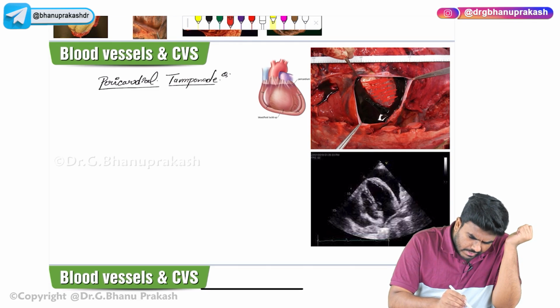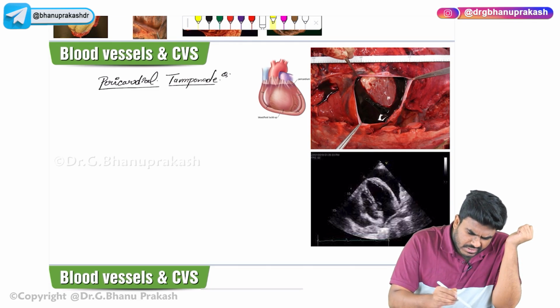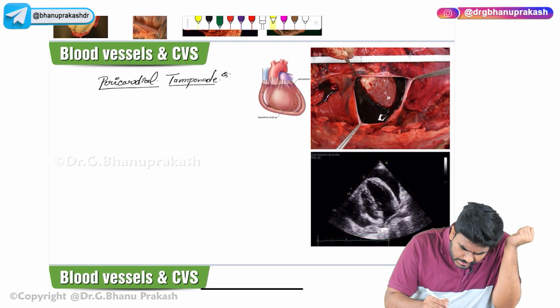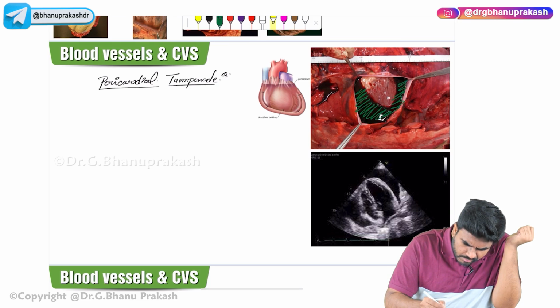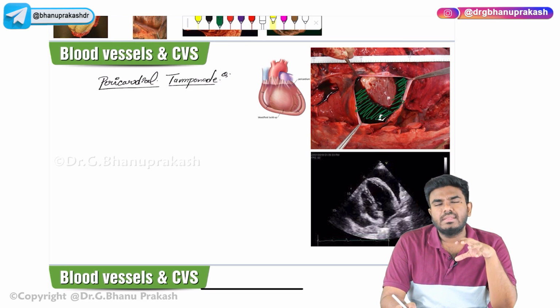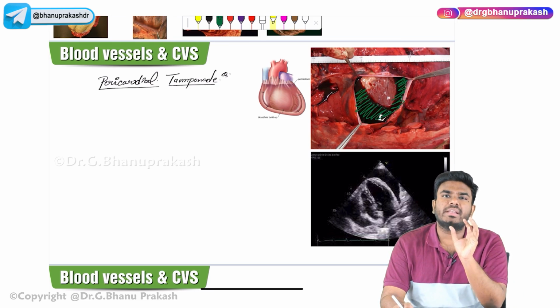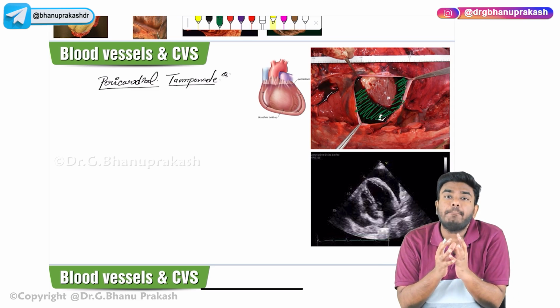Now, whenever we are cutting open the pericardium, you can very clearly see that there is a lot of blood inside the pericardial cavity. Now, what will this blood do? This blood will actually compress the cardiac chambers from all directions. From all the directions, the heart is getting compressed.